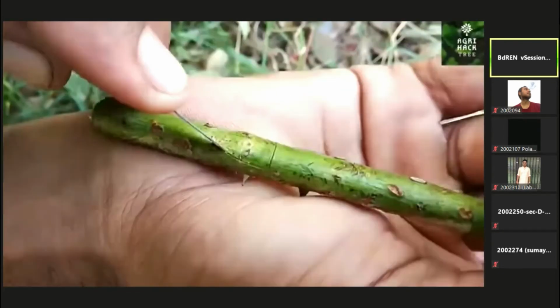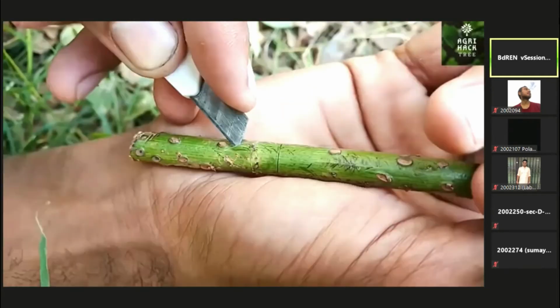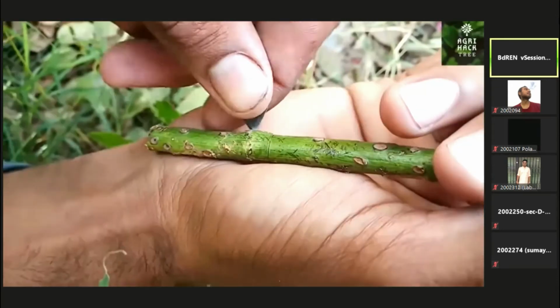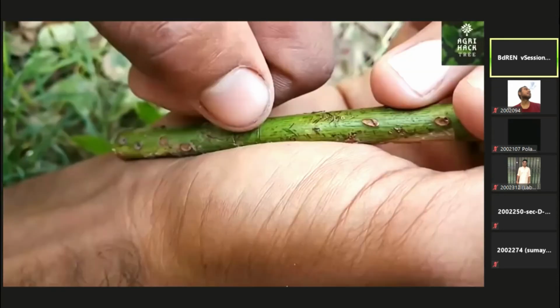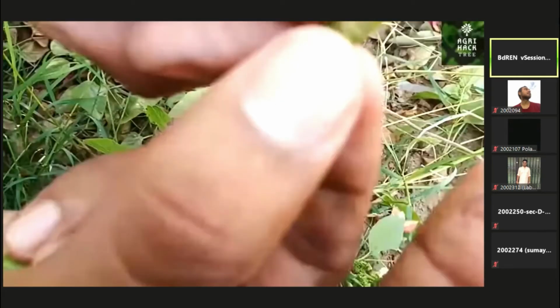But practically, we will show you another different technique, how you will take the bud. Here he is doing it this way. Practically, we will follow another way of taking the bud.